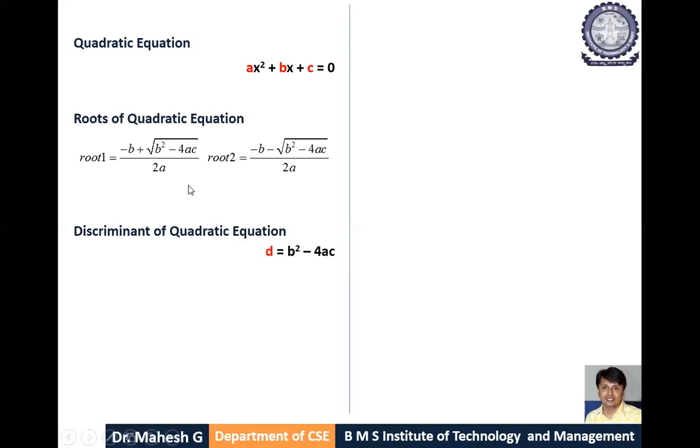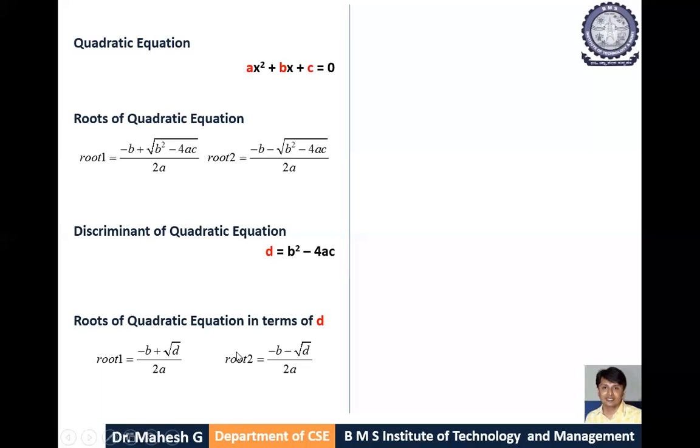Now, if we write the roots of the equation in terms of the discriminant, then b² - 4ac is d. For that reason, root 1 will be (-b + √d) divided by 2a. And similarly, root 2 will be (-b - √d) divided by 2a. Now, let us solve a few examples before we write the program.